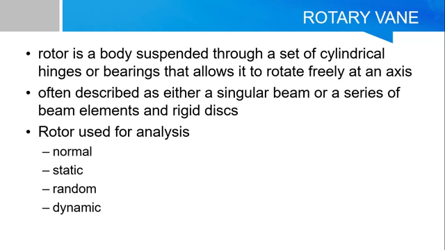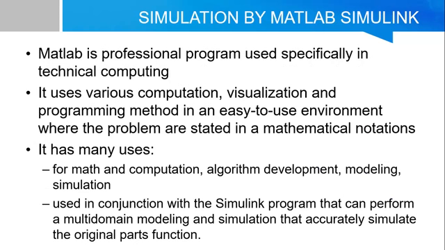A rotor is a body suspended through a set of cylindrical hinges or bearings that allow it to rotate freely. It can often be described as either a singular beam or a series of beam elements and rigid disks. The rotor that we will use for this analysis is normal, where no fault or error can be seen on the rotor. Static, where a singular object will be placed on the rotor. Random, where two objects will be placed randomly on the rotor. And finally, the dynamic, which has two objects placed on the rotor directly perpendicular to each other.